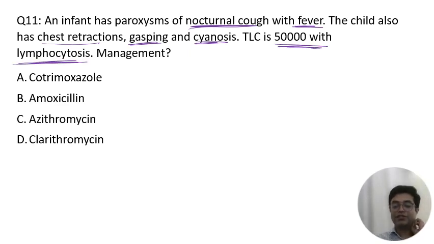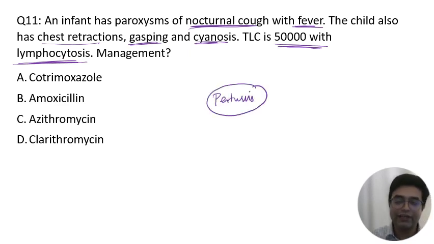What is the management? First, you need to make the diagnosis. Paroxysmal nocturnal cough. If it is associated with fever, even if fever is mild in nature or absent, paroxysmal nocturnal cough with a raised TLC should raise the suspicion of pertussis in the patient. Pertussis, if it happens in infancy, it is more severe. It shows absolute lymphocytosis, and the child has gasping effort. The child has episodes of cyanosis, episodes of apnea following a cough.